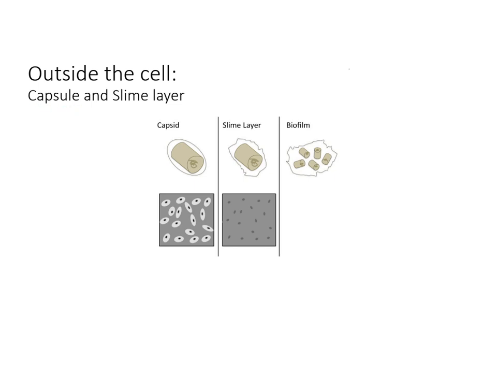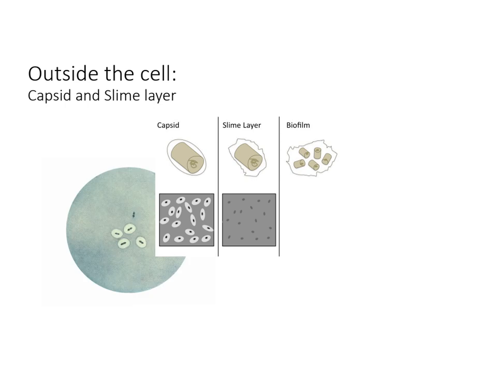Now, both the capsule and the slime layer are made up of carbohydrates or sugars, and they function to protect the cell from the external environment. So let's look first at the capsule. In these little diagrams, this sort of brown part in the middle is the bacteria itself, and the circle around it would be the capsule of the bacteria. So if you look below, what you're seeing in these little black dots down here, those black dots would be the bacteria, and that clear area around it would be the capsule.